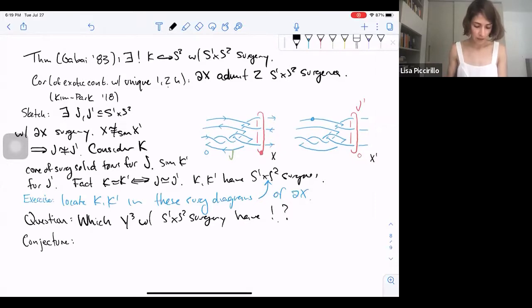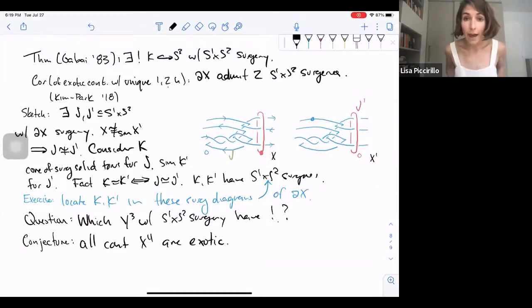And maybe one more final question, which isn't about this corollary at all, and is just about the statement that there are exotic contractible four manifolds. What we just proved is that they exist, and the conjecture perhaps is that they're completely ubiquitous. So all contractible X4 are exotic. And I wanted to stop there. Thanks.